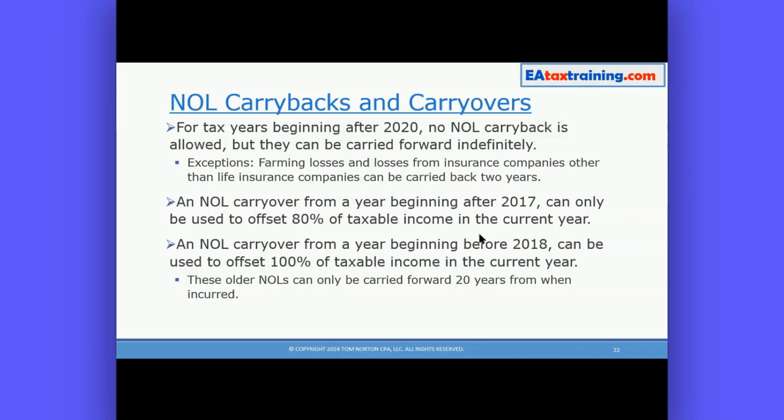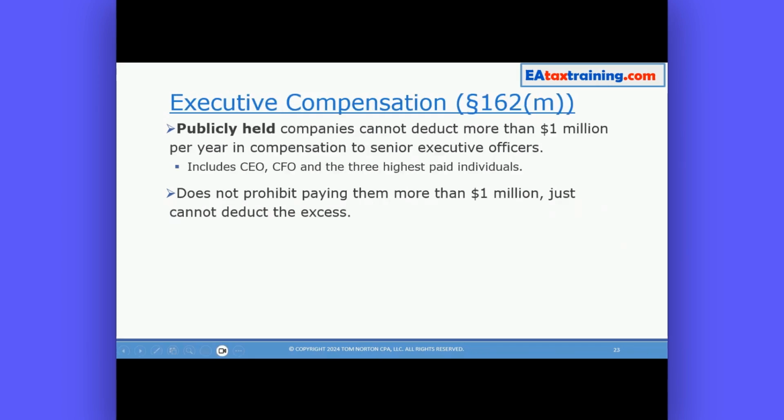An NOL carryover from a year beginning in 2017 or earlier can be used to offset 100% of taxable income in the current year. And that's because these older NOLs could only be carried forward for 20 years. So there was a limit on the number of years that they could be used. And so the IRS here is saying, we're not going to cause you to possibly lose part of your NOL by limiting the amount you can take each year. So you can use 100% of it. 100% of your taxable income can be offset with those older NOLs.